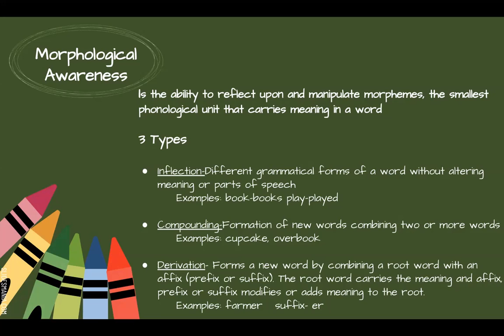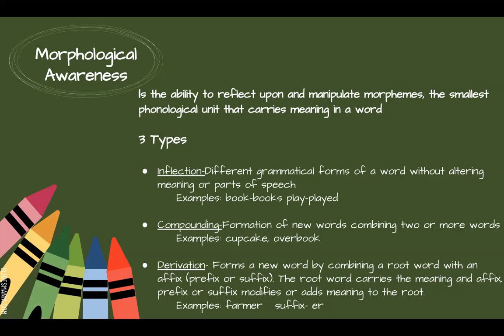There's compounding, which is a formation of new words combining 2 or more words, cupcake or bookshelf. There's derivation, which forms a new word by combining a root word with an affix, prefix, or suffix. The root word carries a meaning, and the affix, prefix, or suffix modifies or adds meaning to the root. For example, farmer, the suffix is -er.